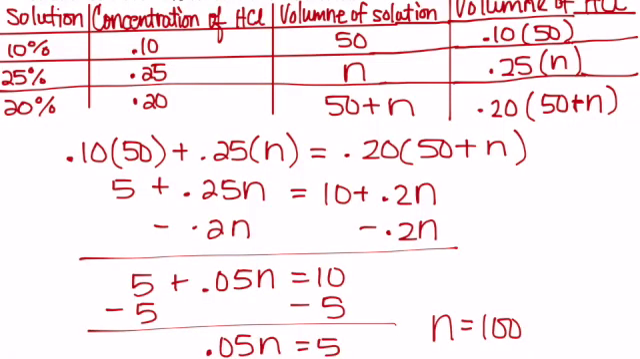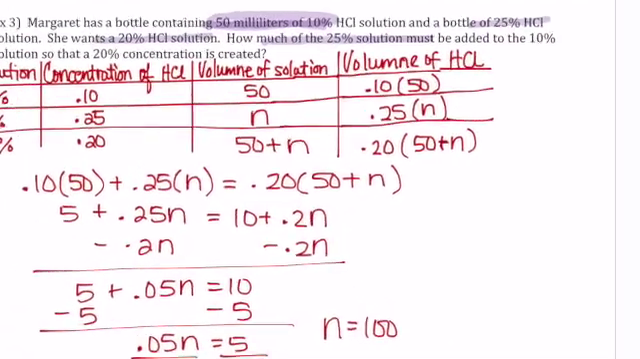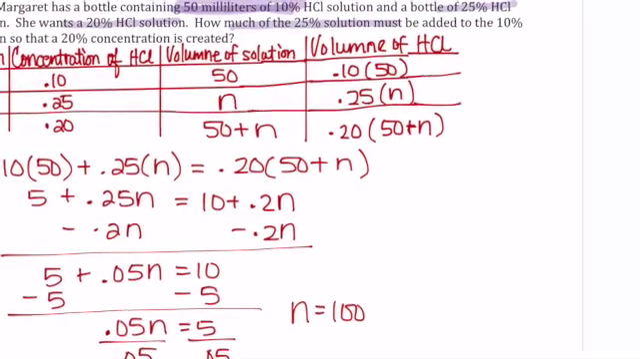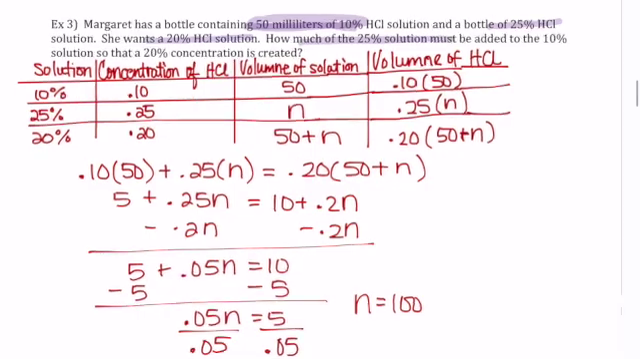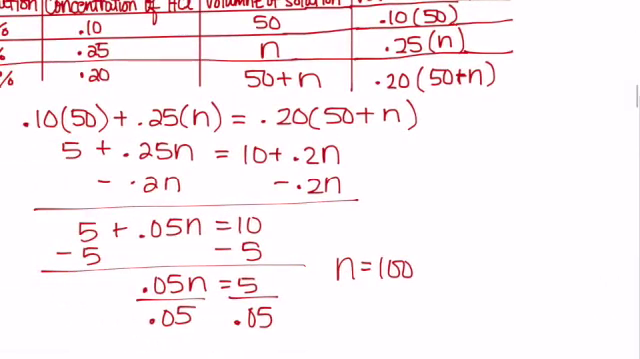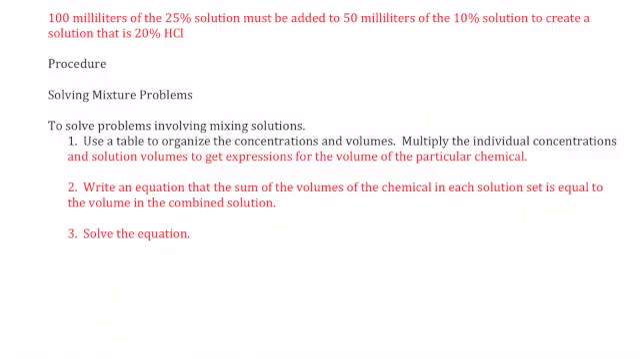That means we are going to add 125% solution. Okay? Based on what we just solved, 100 milliliters of 25% solution must be added to the 50 milliliters of 10% solution to create a solution that is 20% HCl. I hope that makes sense.